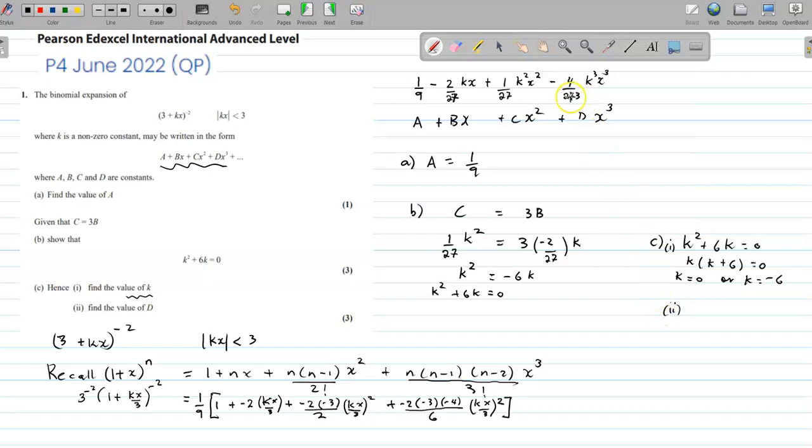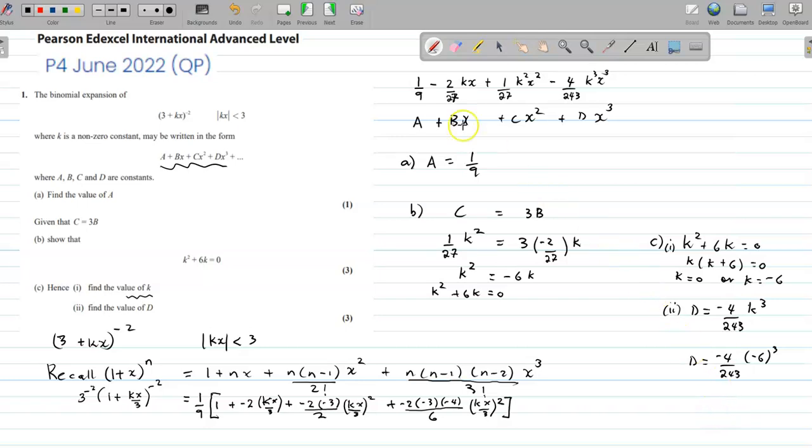We know that the value of d is minus 4 over 243 k cubed. So we have d equals minus 4 over 243 k cubed. We are going to use the value of k as minus 6. So d equals minus 4 over 243 times minus 6 cubed.